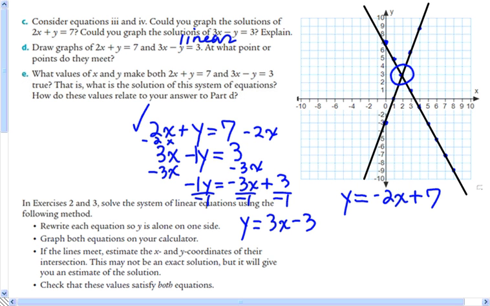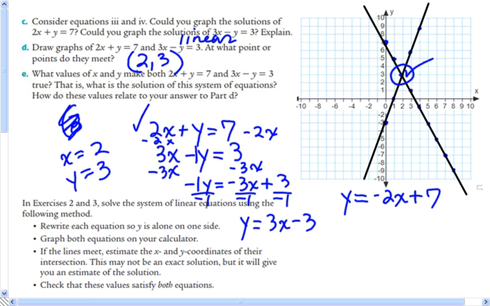That point is 2, 3. At what values of x and y make both 2x plus y equals 7 and 3x minus y equals 3 true? That is, what is the solution of the system of equations? And that is when x is 2 and y equals 3, which is, again, this point that is on both those lines.